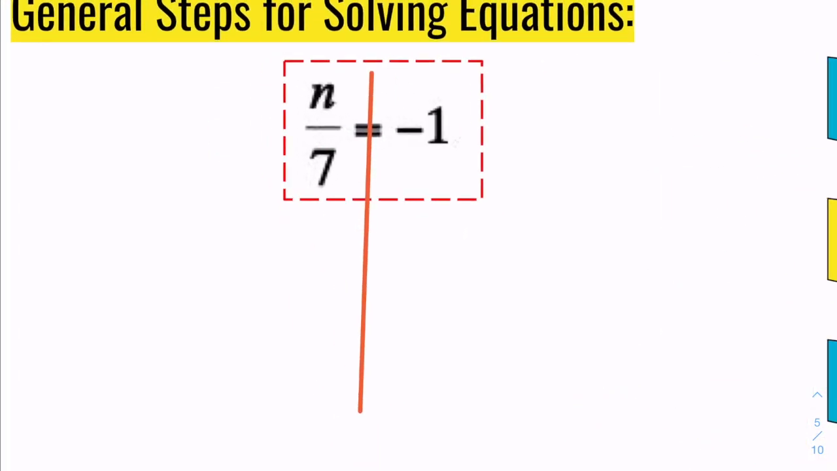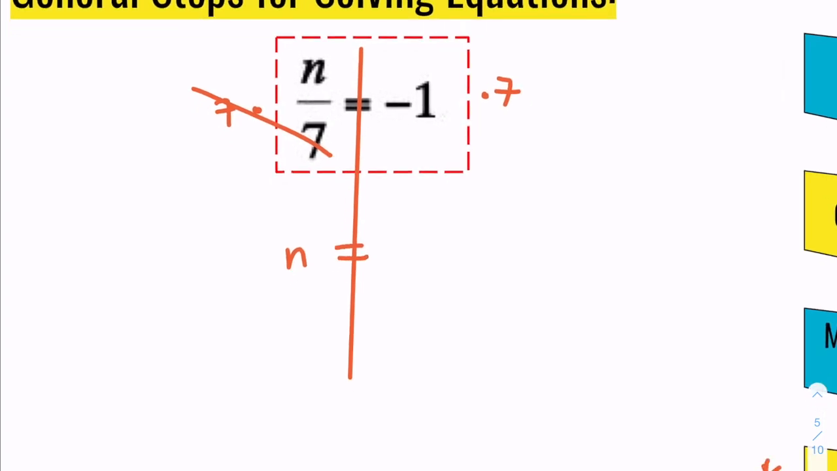So the way I'm going to undo division on both sides is I'm going to multiply both sides by 7. Now, don't be overwhelmed by this right here, because again, they're inverse operations. So the whole goal of that move is just to leave you with the variable n. Then you simplify the right side. Negative 1 times 7 gives me negative 7.